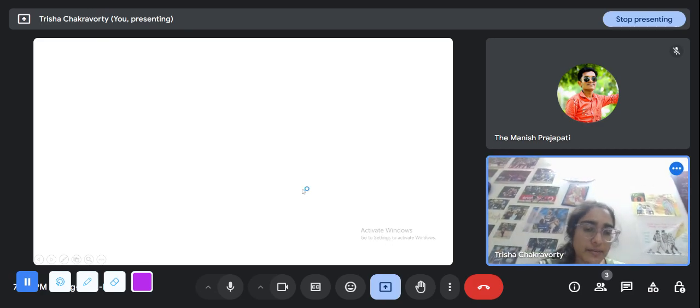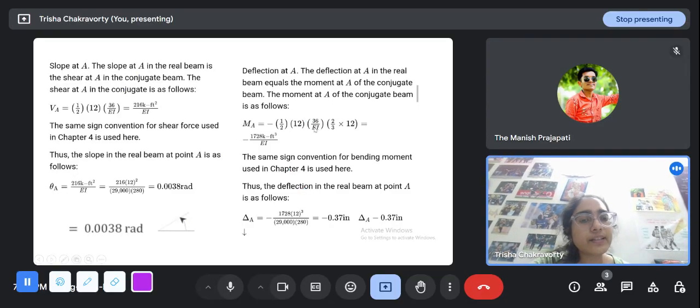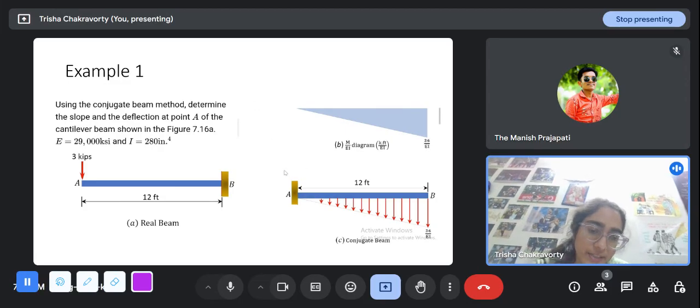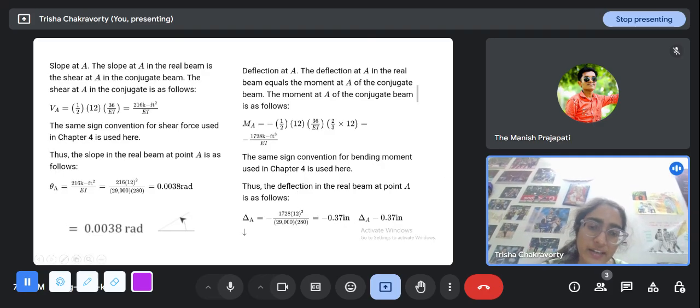So I have to multiply these two to get the moment. Half into 12 into 36 by EI into 2/3 of 12, which is 8, and this is negative because the force here is the moment applied by this force is clockwise. So the moment generated here will be anti-clockwise, and that is when we are coming from the left side, that is a negative moment. So this is negative.